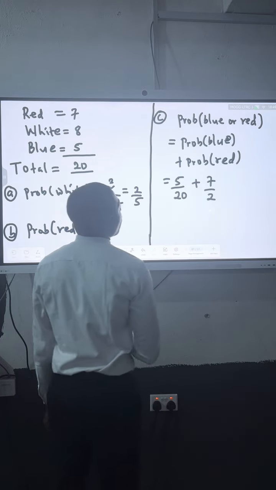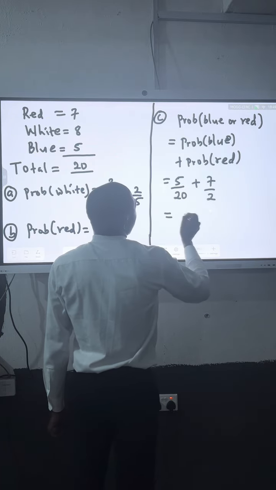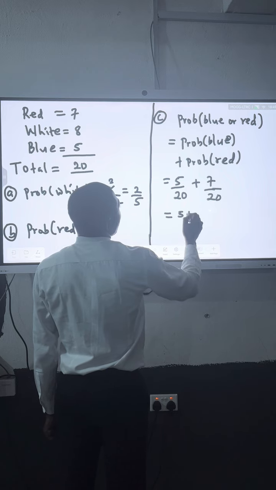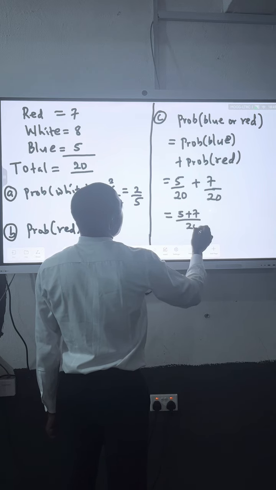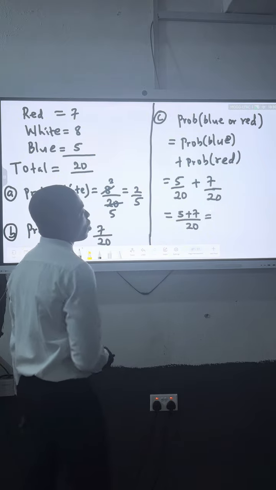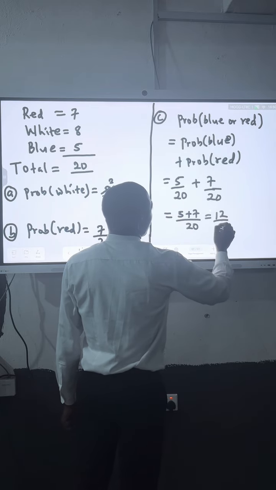So these are like fractions. They have the same denominator, so we can add them straight away by saying 5 plus 7 all over 20. That's because even if you take the LCM, it's still 20. So 5 plus 7 gives us 12, so we have 12 over 20.